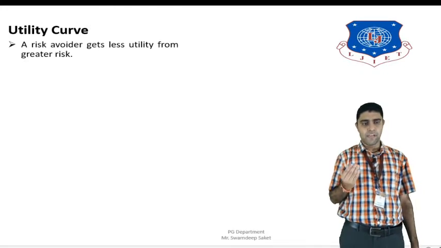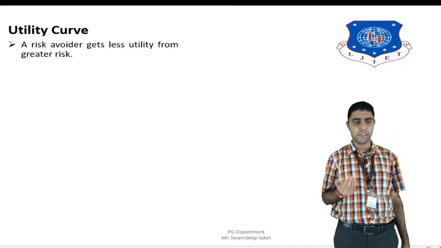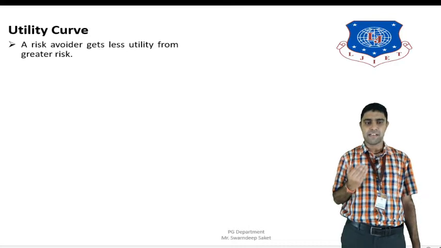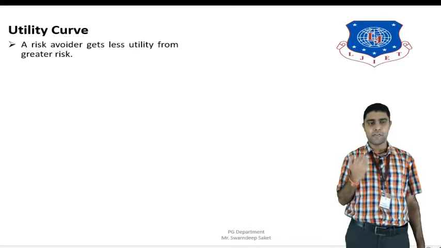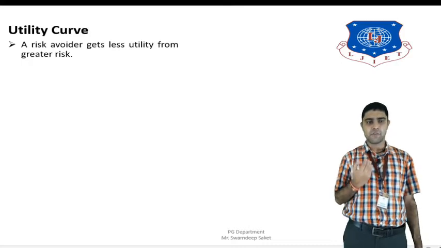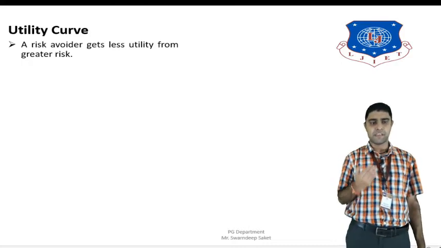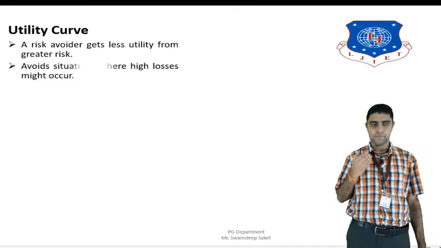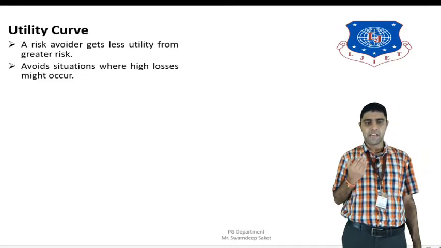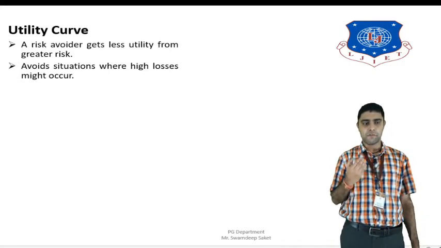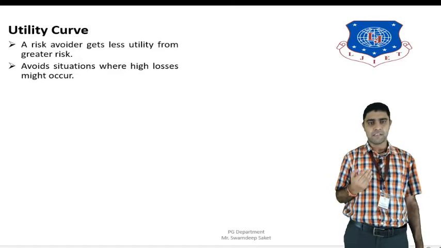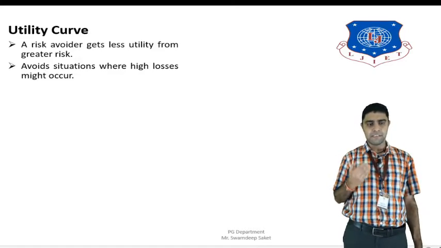Utility curve. Next topic is about the utility curve. What is a utility curve? The risk avoider gets less utility from greater risk. If more risk is there, then the risk avoider will avoid all types of risk in the utility curve. Avoid situations where high losses might occur. If a high loss occurs in a situation, then we have to avoid that type of situation in decision making in business analytics.